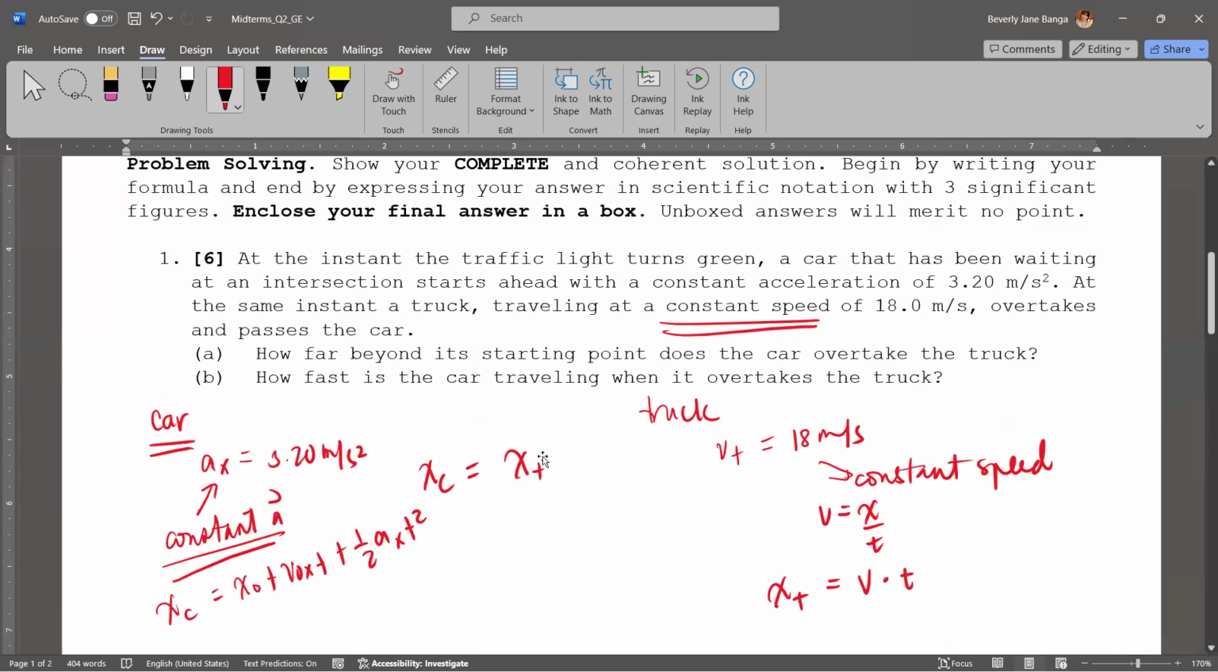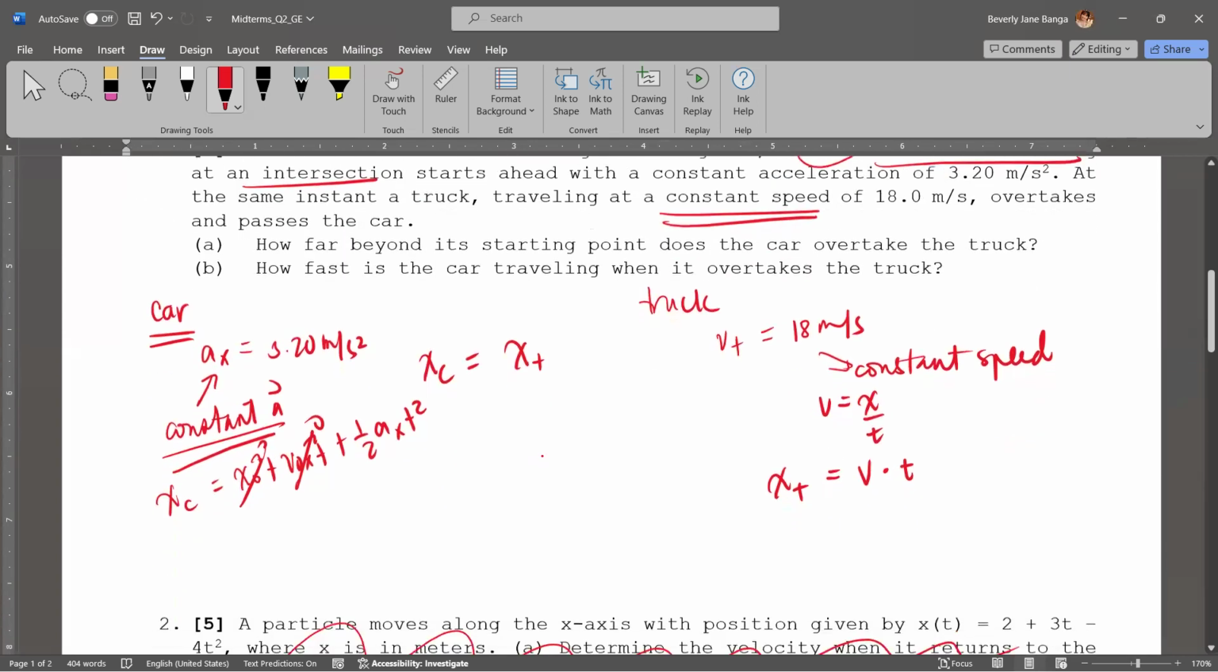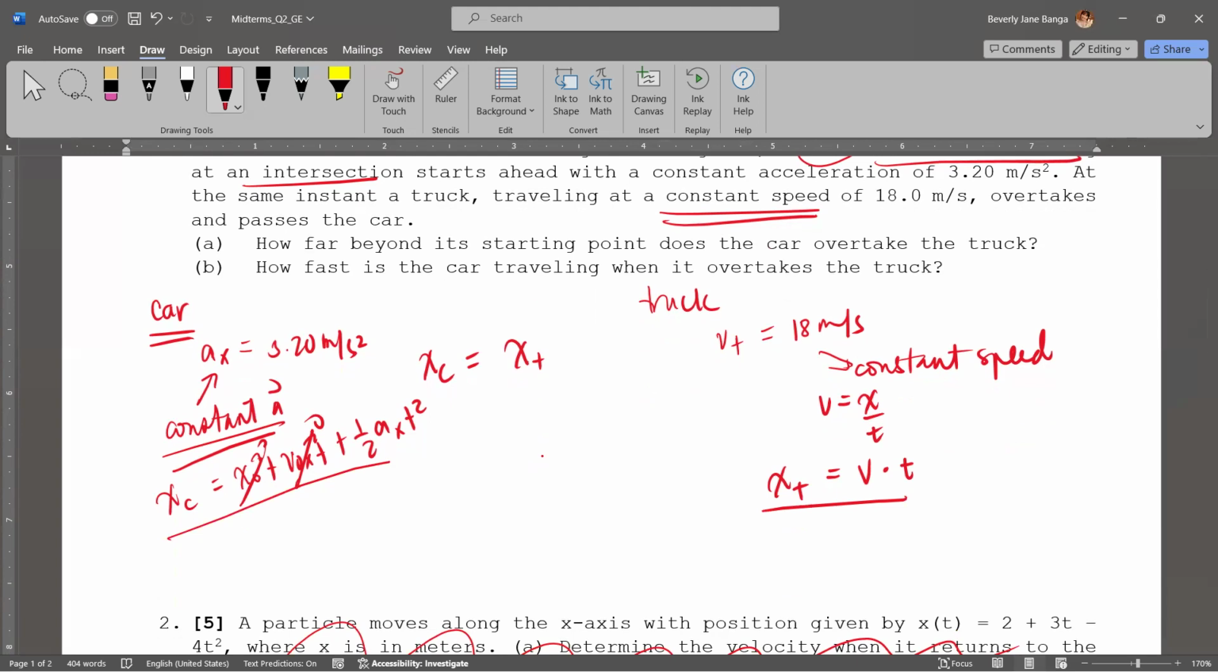Now, it says a car that has been waiting at an intersection. It is waiting initially, which means its Vox is 0. It is at rest initially and suddenly accelerates, from 0 to 3.20 meter per second. So that is the scenario. Now I have 1/2 ax t squared equal to v of truck times t. And again, the time here is the same, so the time is equal.